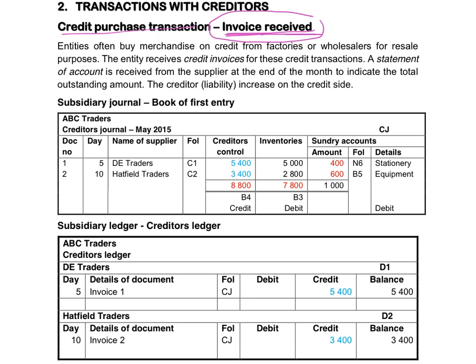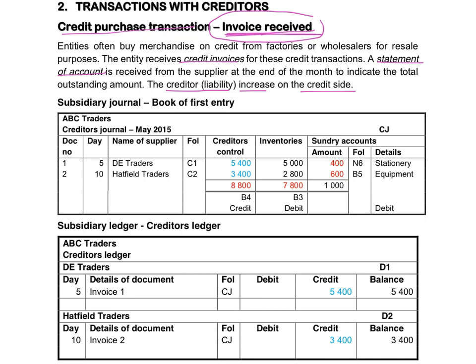Entities often buy goods from factories and wholesalers that they will sell in their businesses again, and because they don't have enough money, they can either buy cash or credit. They will quite often buy the goods on credit. They will receive a credit invoice for these credit transactions, and at the end of the month they will send a statement of account to the business so that they know what is the outstanding amount so that they can pay it. The creditor that the business owes the money to is a liability, and when we buy goods, it will increase on the credit side.